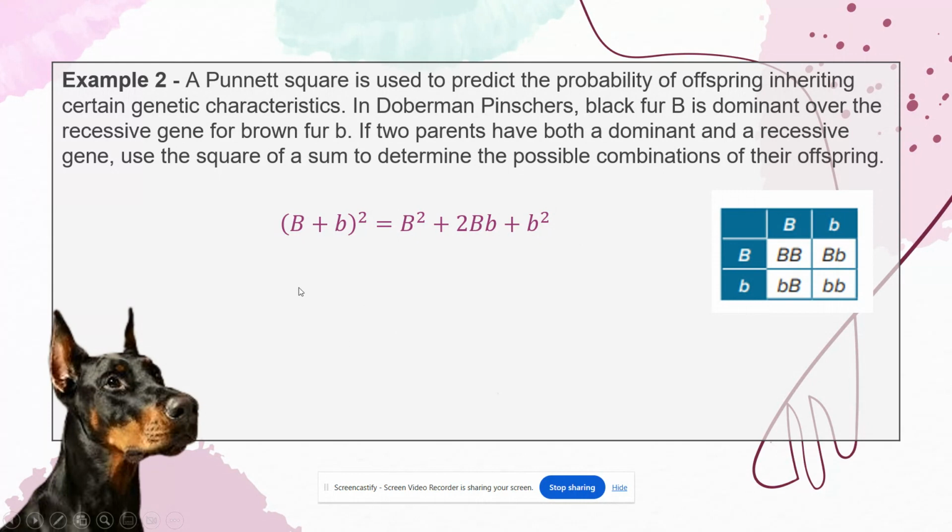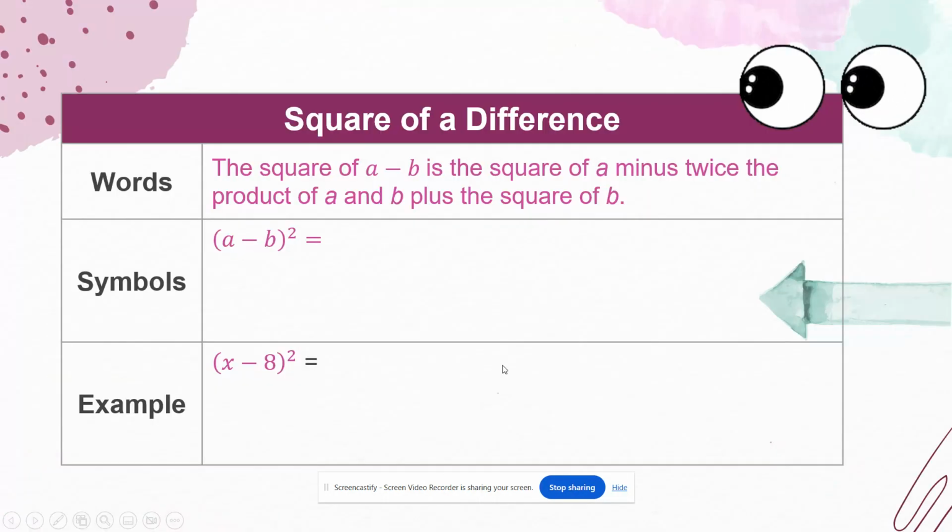But when in doubt, if it's not making sense to you, you can always FOIL it. So capital B plus b as one binomial, and the second binomial would be exactly the same, and you would FOIL, and you should end up with the exact same answer here, okay? So now let's take a look at the square of a difference. The square of a difference is very similar to the square of a sum, okay?